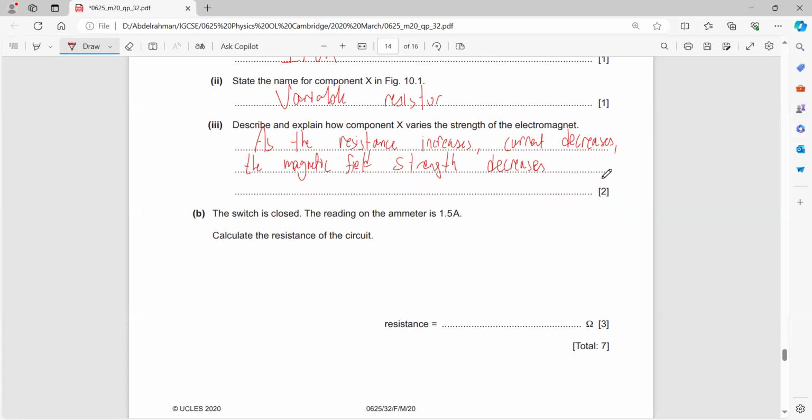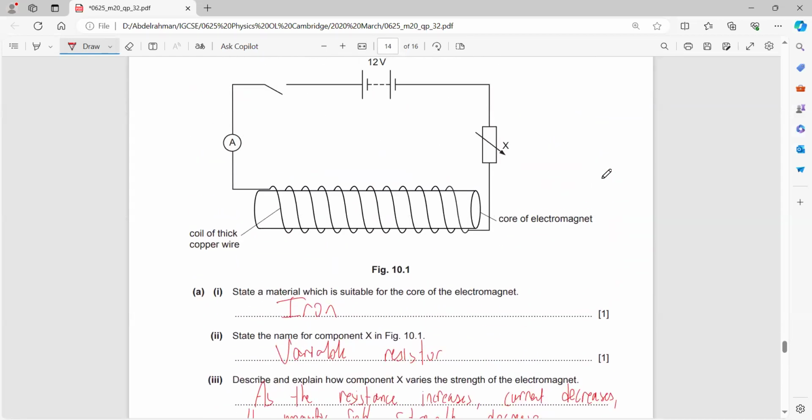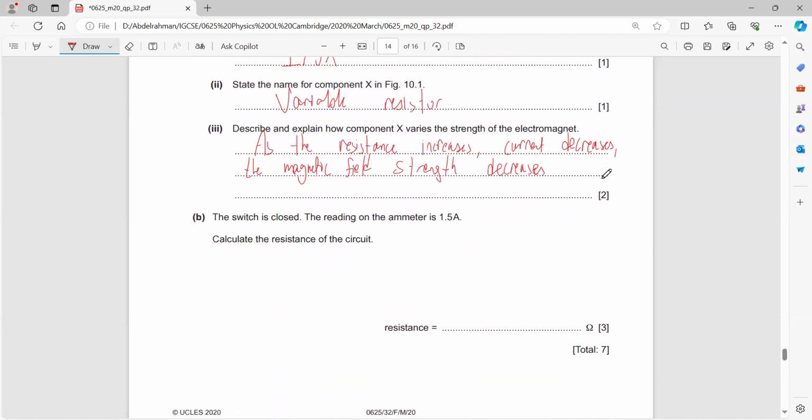The reading on the meter is 1.5 amperes. Calculate the resistance of the circuit. How can I find the resistance of the circuit? V over I. R equals V over I. The V is the voltage of the circuit, which is 12. I is 1.5. 12 divided by 1.5 is 8. Three very simple marks.